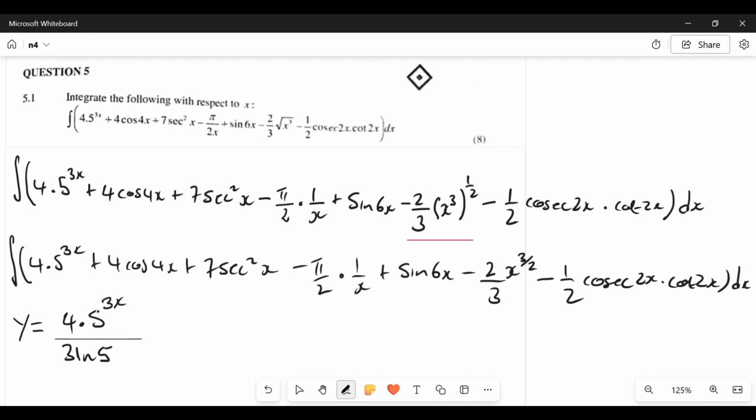Just in case you don't know much about exponential integrals, you can go to our description and click on the video where I explain this type of integral, and the very same video will pop up on the top right of the video that you're watching at the current moment. Now let's go to the second term.